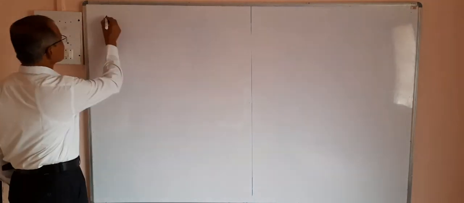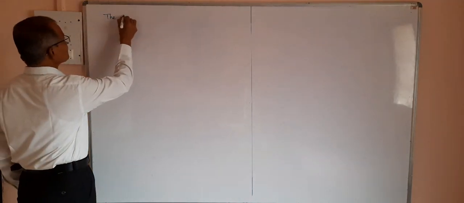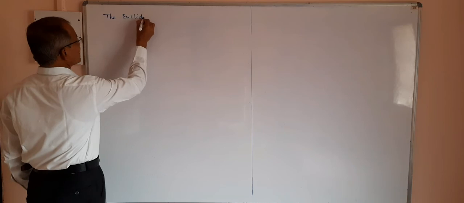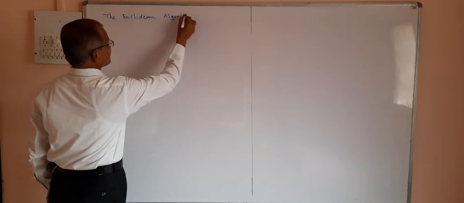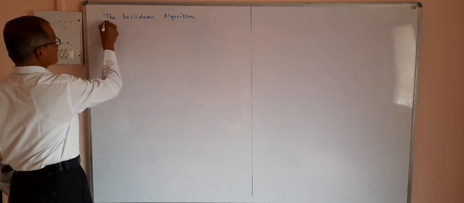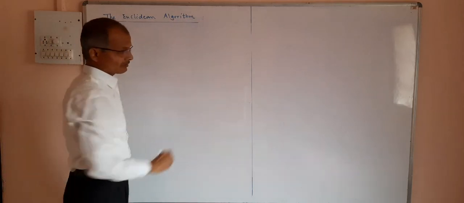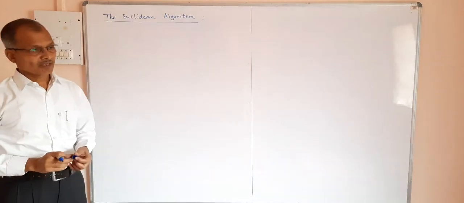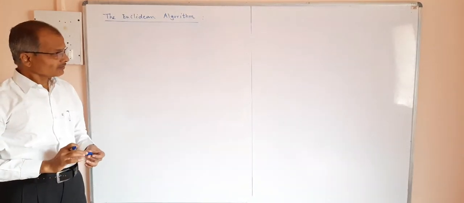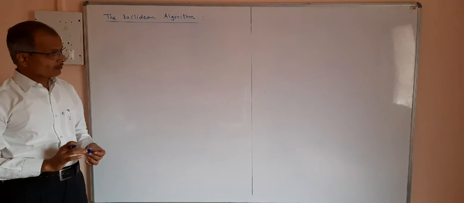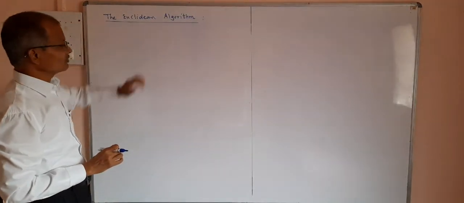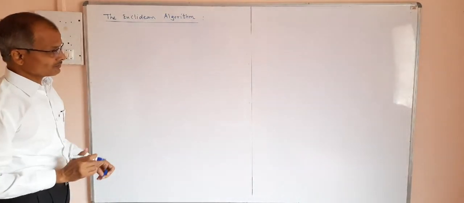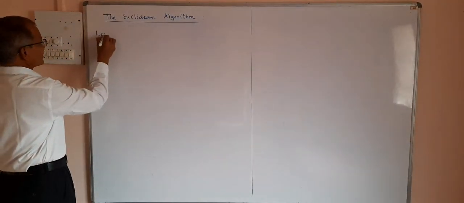The next part we shall study is the Euclidean algorithm. The Euclidean algorithm is a process to obtain the greatest common divisor of integers which are large. For smaller integers we can obtain it easily, but for bigger integers we have to use this method, which is the Euclidean algorithm. First we shall state and prove a lemma.